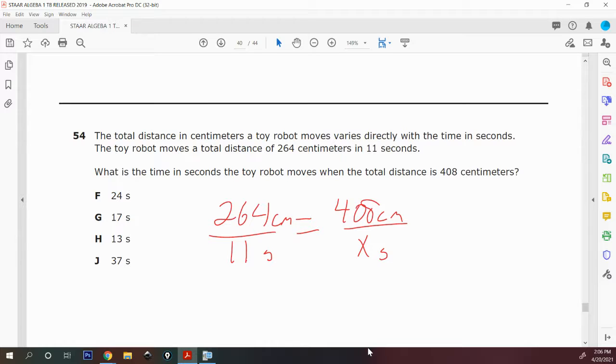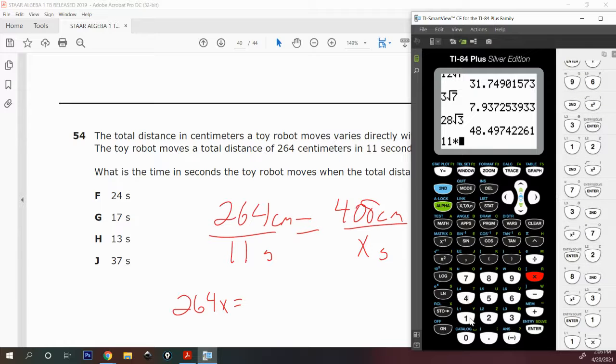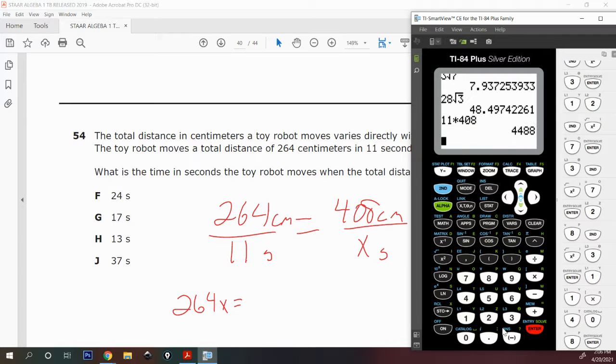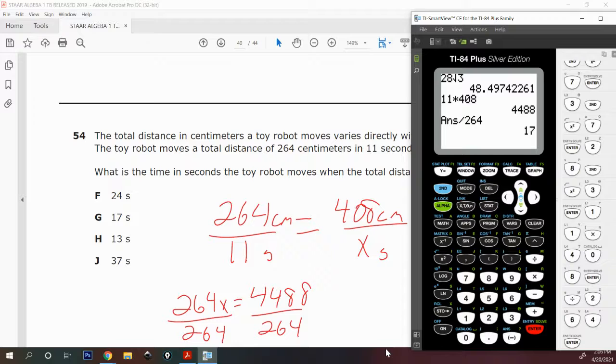I do 264 times x, and that gives me 264x equals, we do 11 times 408, and that gives me 4488. Then we're going to divide by 264. That gives me an answer of 17 seconds, and that's G. All right, finished.